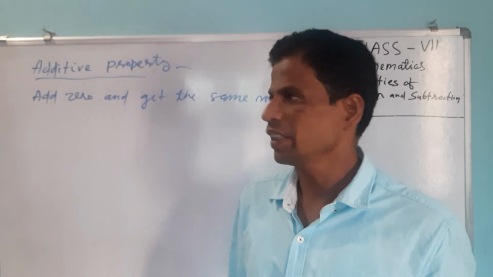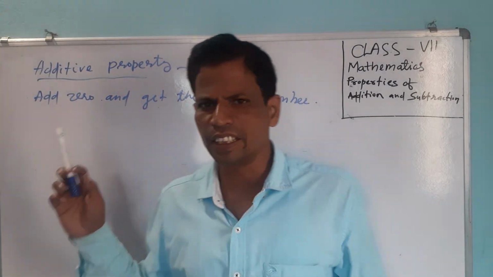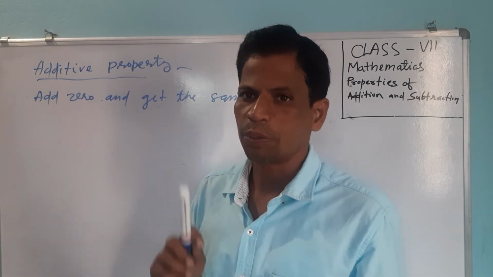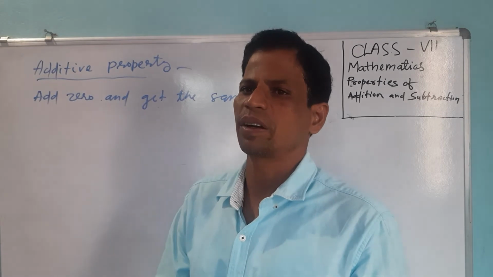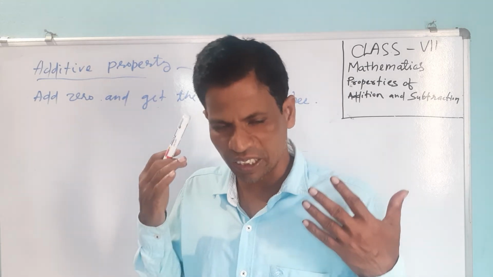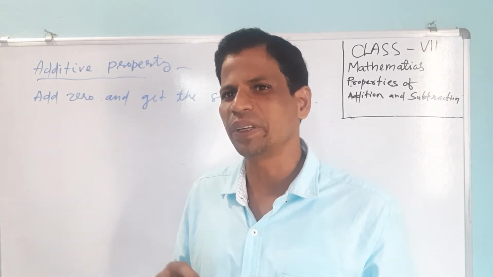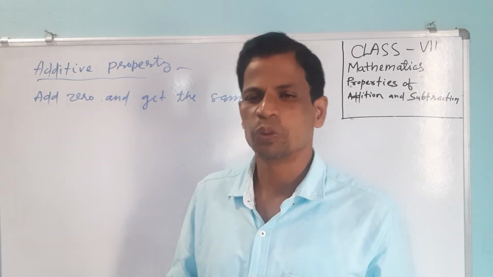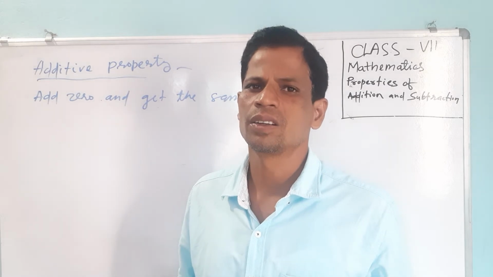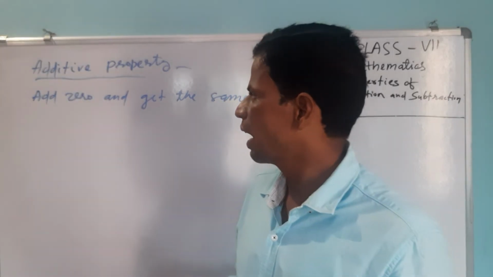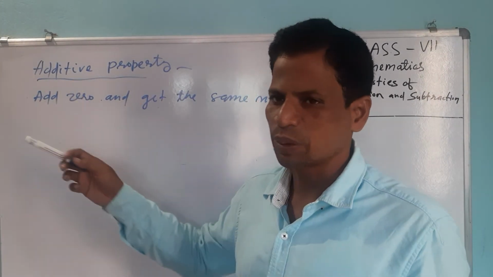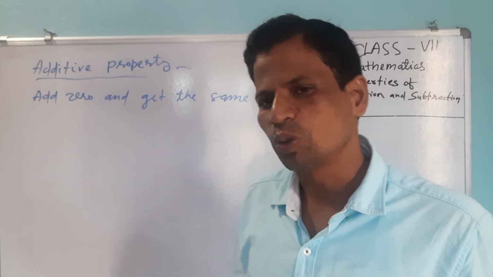Now the next property is the additive property. In case of the additive property, we have to add something to get the same number. In whole numbers, we already learned that when we add 0 to a number, we get the same number. So 0 is called the additive identity of the number. So in case of the additive property, we have to add a 0 to get the same number.